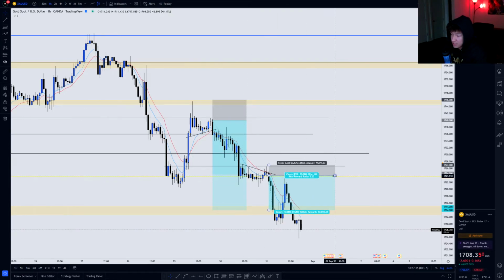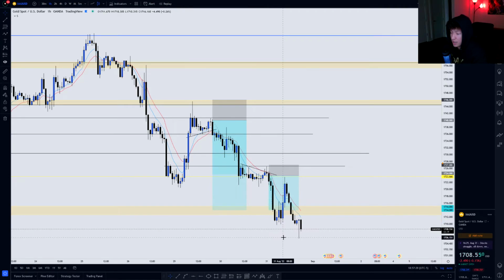That's whenever I initiated my second position, and my overall target is down to my 1714 area. And what did price do? It soon came all the way down to there, making me a 1 to 3 on this position and a 1 to 4 on this position.